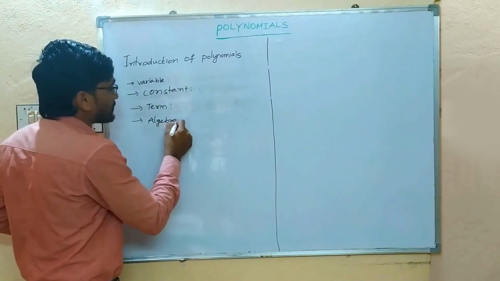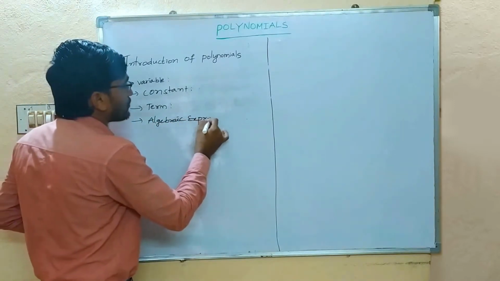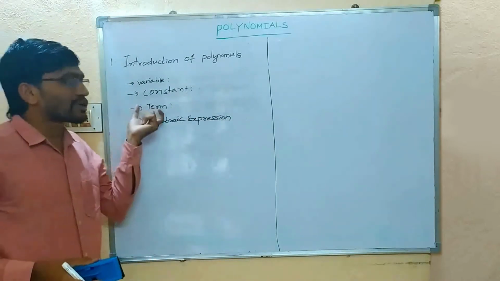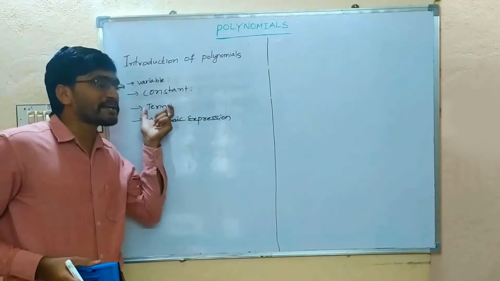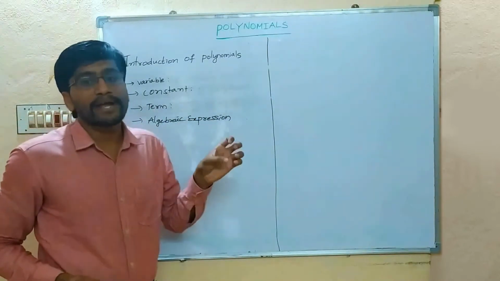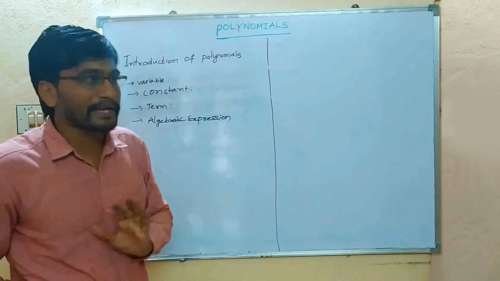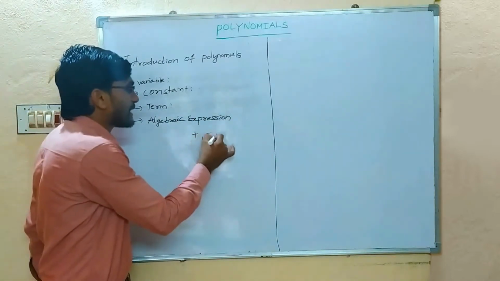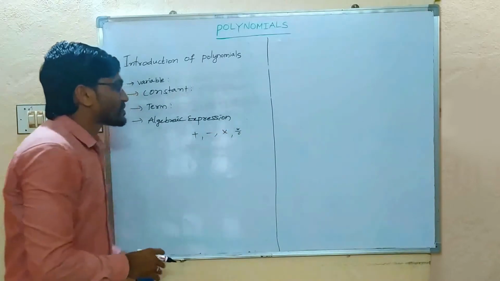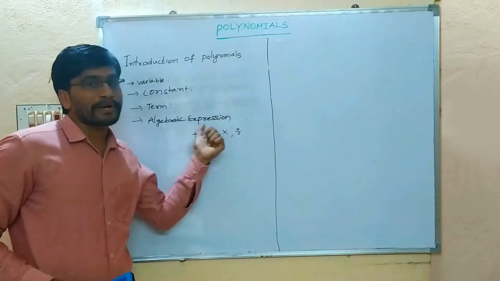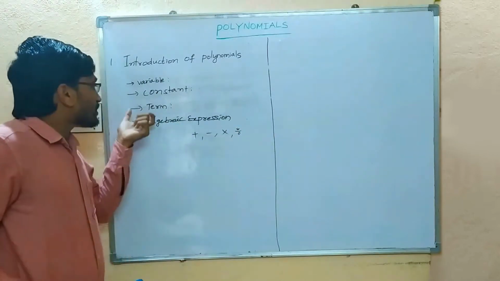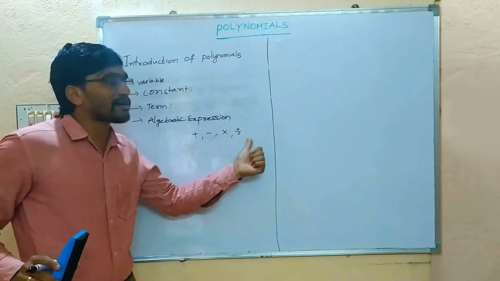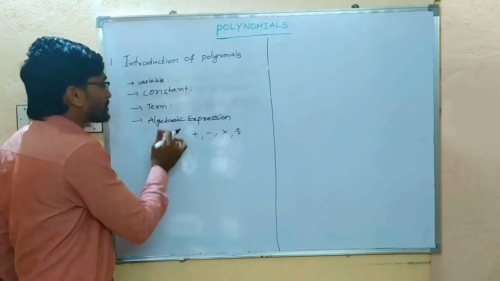Algebraic expression. So what is an algebraic expression? The combination of terms obtained by basic fundamental operators of arithmetic. What are the basic fundamental operators of arithmetic? I think plus, minus, into, division. These are all the basic fundamental operators of arithmetic. So the combination of terms obtained by basic fundamental operators of arithmetic is called an algebraic expression.